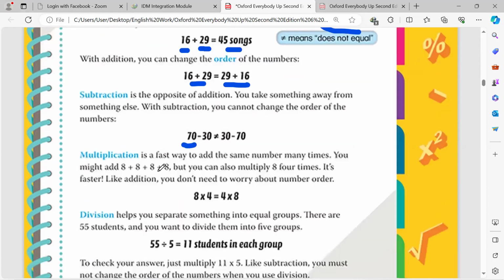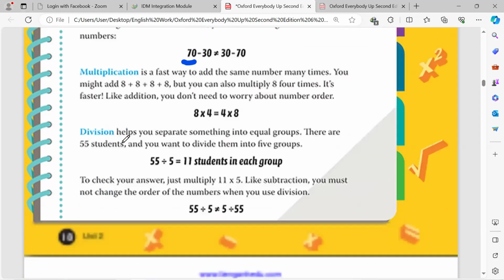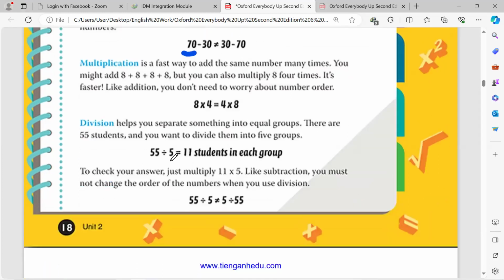For multiplication, you already know that you might add 8 four times. You can also multiply 8 by 4. It's faster than addition. You don't need to worry about number order: 8 into 4, 4 into 8. We can change the order, like addition.